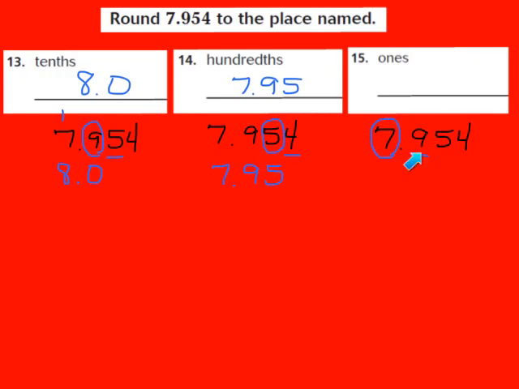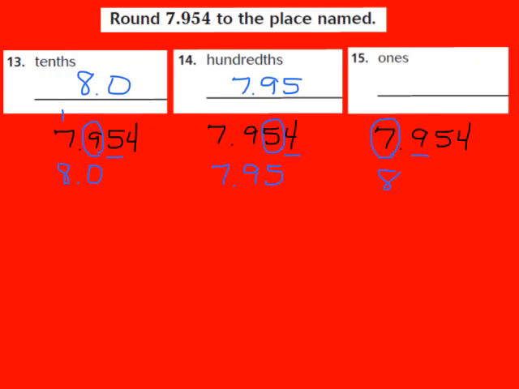Now, when I look at that 9, what I know is that 9 is greater than 5. And since that 9 is greater than 5, I'm going to increase my 7, which is my circled digit, by 1. And I know that 7 plus 1 is going to give me 8. So I'm now going to come down here and write down 8.